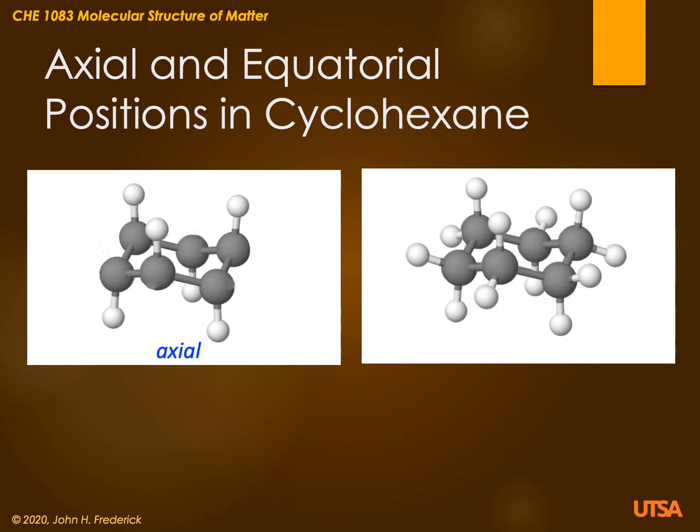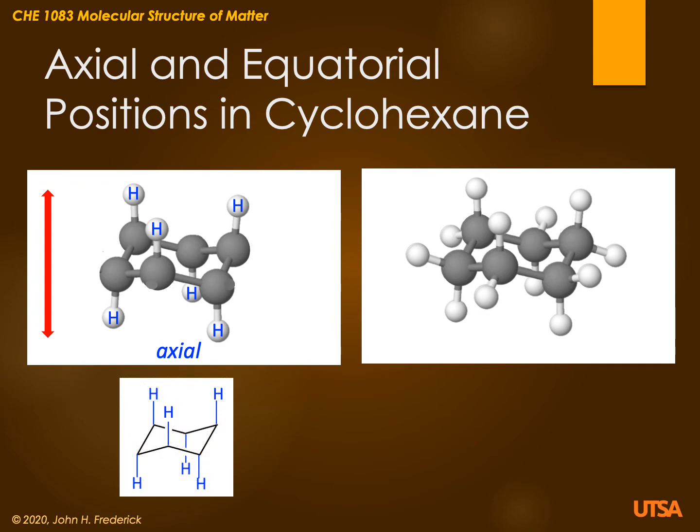First, we notice that half of those hydrogens are sticking straight up and down. We call these axial positions on the cyclohexane ring, and they're typified by the fact that they are, in a sense, all parallel in vertical direction here. And if we drew a bond line diagram, we might draw it like this, again emphasizing the fact that all of these carbon-hydrogen bonds are parallel to one another.